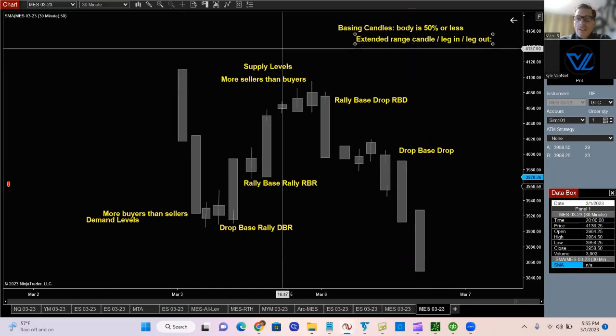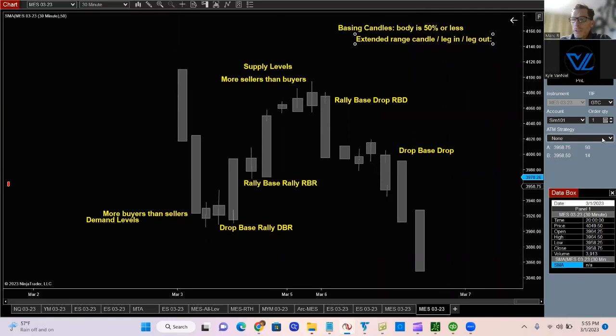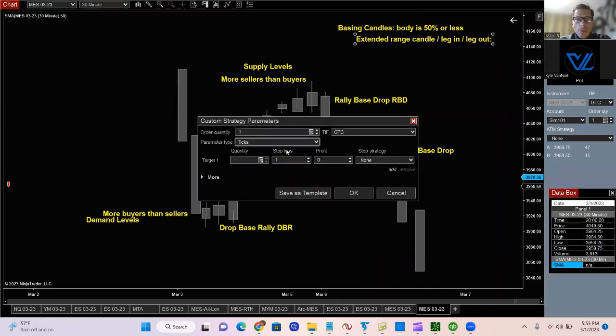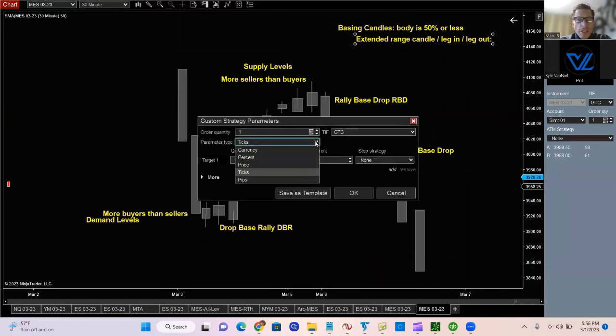But points, ticks, I mean, if you look right here, if you were going to set up a trade here, it asks you what parameters you want to use: currency, percent, price, ticks, or pips. Sorry, I said ticks for the forex market. I meant to say pips for the forex market. Every increment in the forex market moves in a pip. Futures market, we move in ticks. Stock market, you're moving in pennies. So you're moving in either price or currency in this case.